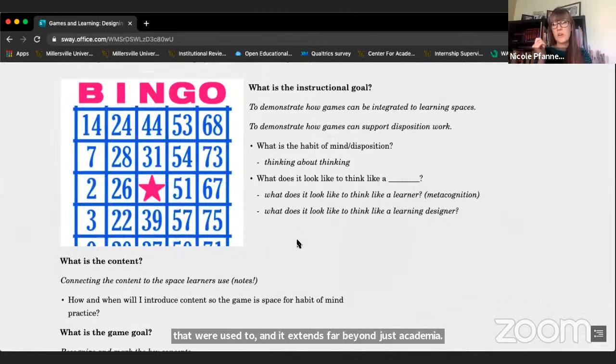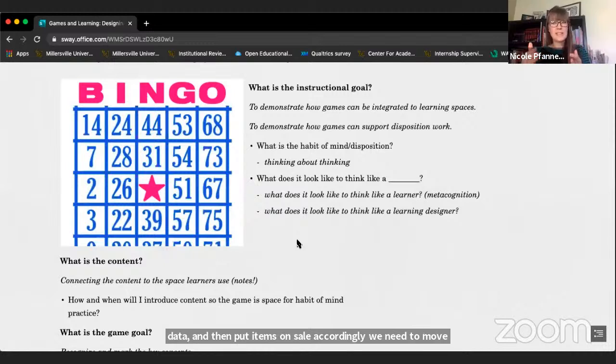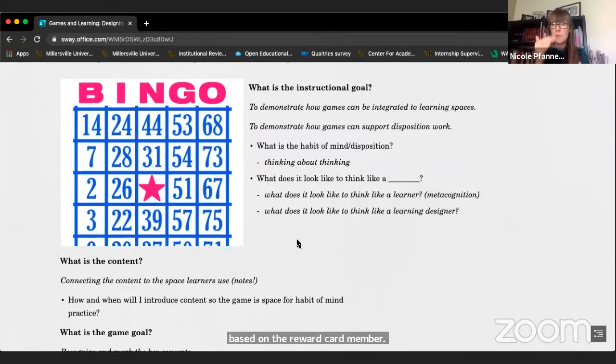Anybody who goes to a grocery store and uses a reward card engages with gamification, because the reward cards are gamifying your shopping experience. Not necessarily as overtly as a lot of other gamification that we experience, but in very specific ways, the store collects all of that data and then puts items on sale accordingly. We need to move product, and we know at this particular location, based on the reward card use, that people have a tendency to buy toilet paper on the third week of the month. I'm making up ideas now.